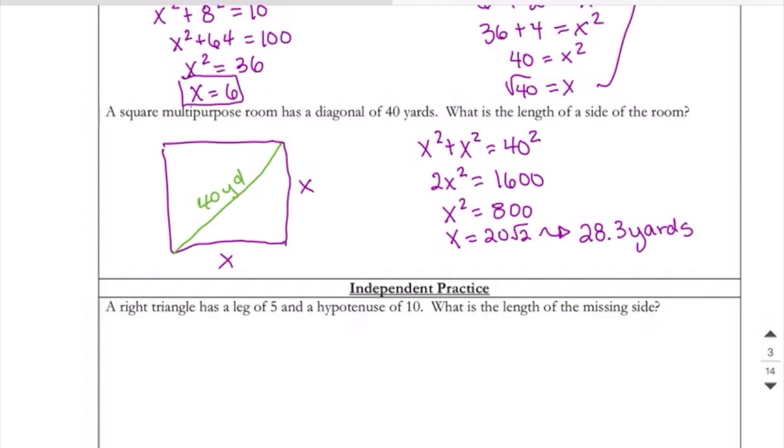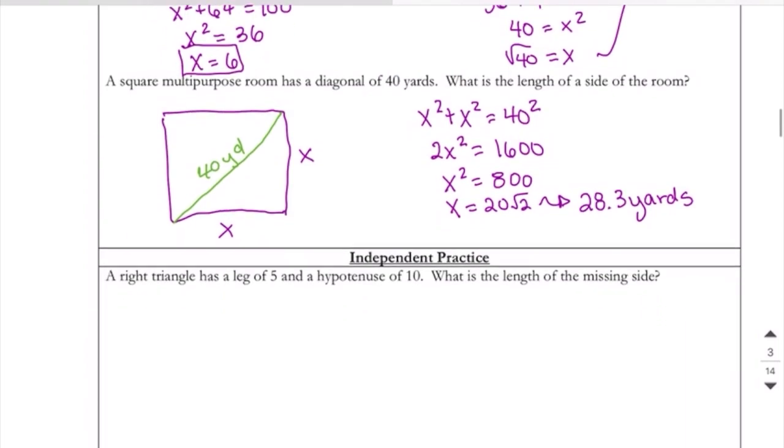Before you move on to the independent practice, I would like you to try it on your own. So go ahead and pause the video, and then you can check your work against mine.